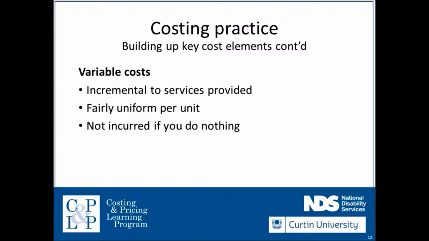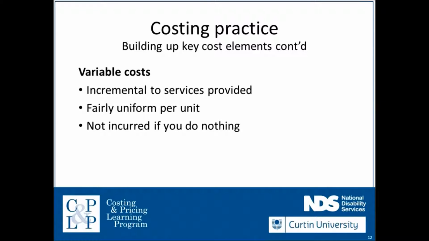And variable costs are those costs that are incremental to services provided. In other words, we have an expectation for each additional unit of measurement that we provide, there will be one additional unit of variable costs incurred by the organisation. In other words, we have an expectation that variable costs are always uniform, and we also have this funny expectation that those variable costs are not incurred if you do nothing. In fact, both variable costs and fixed costs are ideas that are created to help us to undertake a costing and pricing process, but they're not necessarily true in the fullest sense.